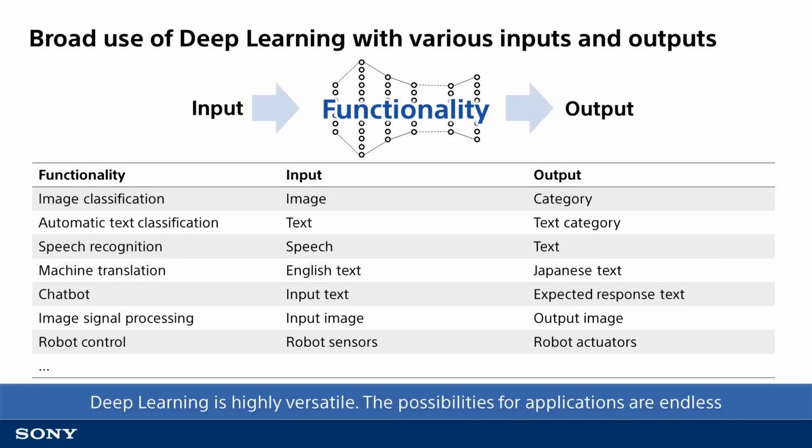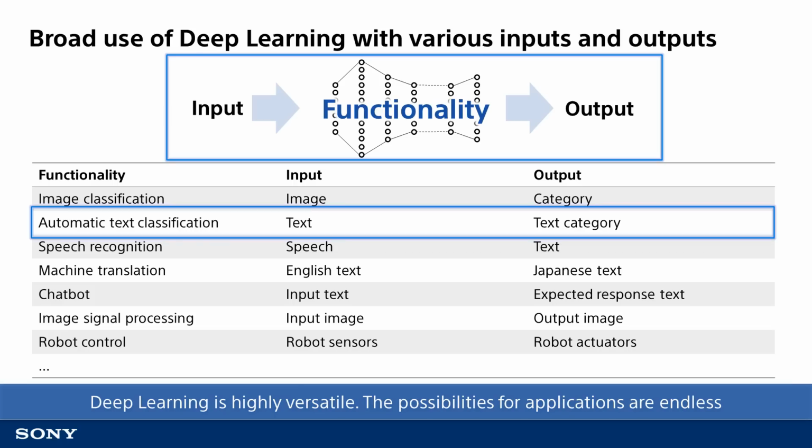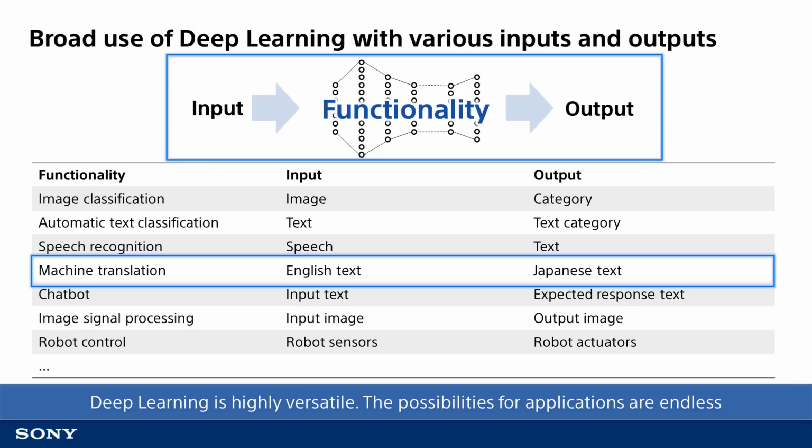We have been primarily using image classification for illustrative purposes. In this example, images are the input and the image classification is the output. If we replace the images with sentences as the input, we can create a neural network to automatically classify sentences. Another example would be machine translation.